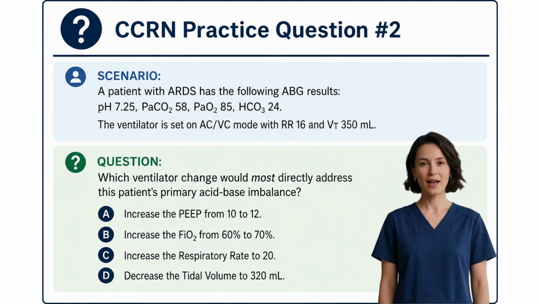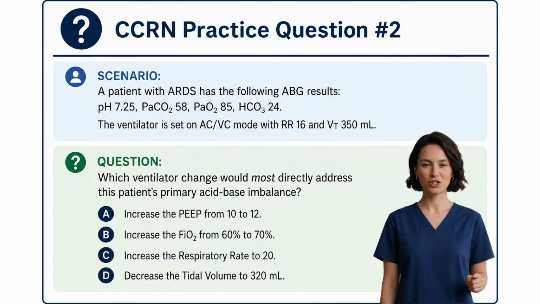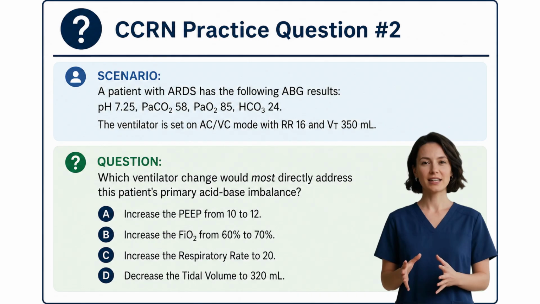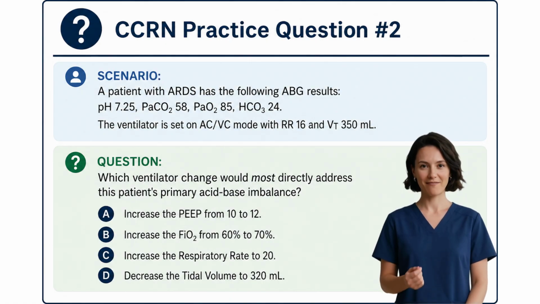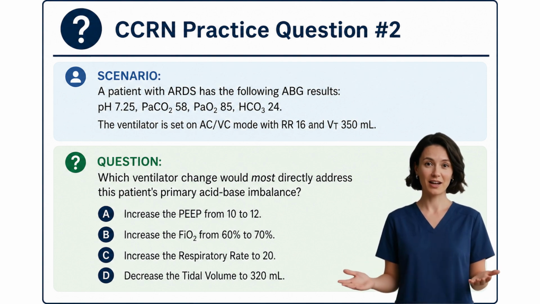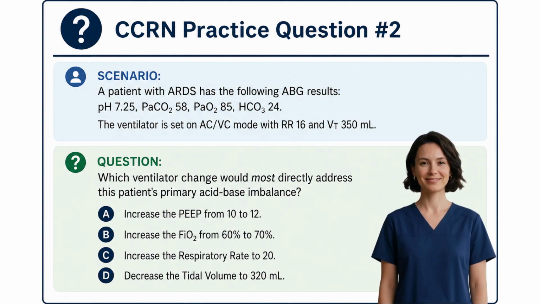Let's try one more. A patient with ARDS has the following ABG: pH 7.25, PaCO2 58, and PaO2 85. Their vent settings are AC mode, rate of 16, tidal volume of 350. Which ventilator change would most directly address this patient's primary acid-base imbalance? A. Increase the PEEP. B. Increase the FiO2. C. Increase the respiratory rate. Or D. Decrease the tidal volume. Again, you should pause the video to consider your answer.